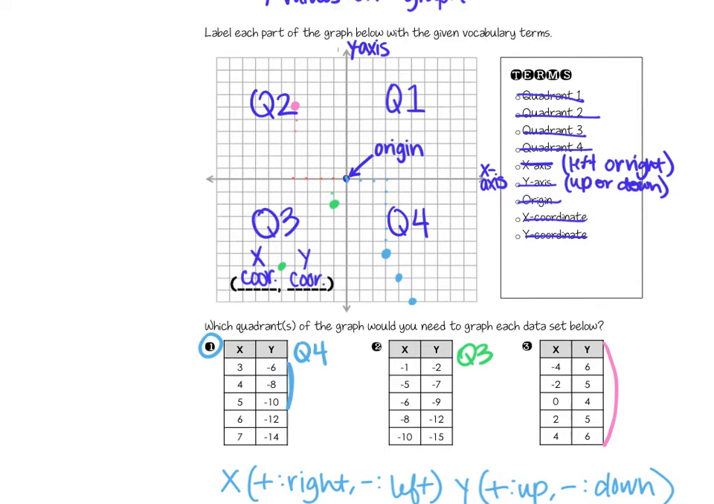All right, so remember this one is going to be multiple quadrants, and the reason I know that is because I have negative x's and positive x's, okay? So I plotted -4, 6, we got -2, 5, 0, 4, 2, 5, and 4, 6. So what quadrants are these in? Quadrant 1 and quadrant 2. Make sure you name both of them, okay? There is a question like that on your test, but hopefully that's pretty straightforward, okay?